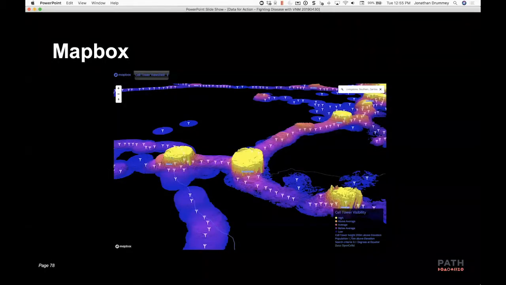And then Mapbox lets us do just amazing things in terms of integrating really large spatial data sets and then being able to browse and navigate them really quickly. So here's a view of cell tower viewsheds in Zambia built by one of our volunteers. So the yellow is where there's a lot of cell towers, and then fading out as there are fewer cell towers.